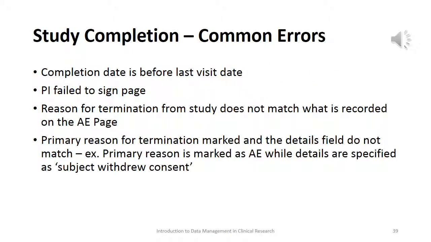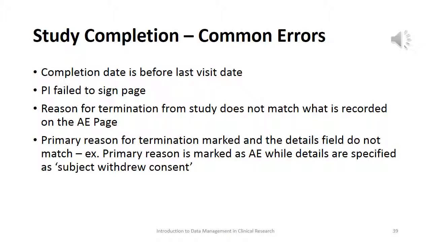So here are some of the common errors or mistakes that we see in the study completion page. The completion date is before the last visit date. That obviously doesn't make much sense. The principal investigator failed to sign the page. That would be an error. The reason for termination from the study doesn't match what's recorded on the adverse event page. For example, if they say, well, the reason I'm terminating is I'm suffering from headaches, yet we don't see any headaches recorded on the adverse event page. We'd want to clarify that.